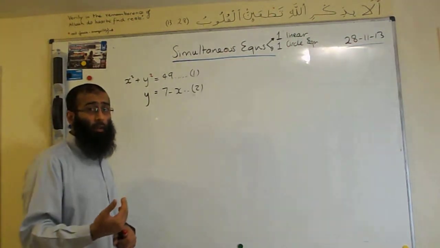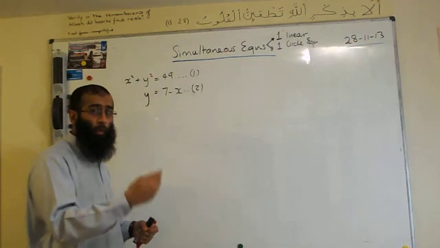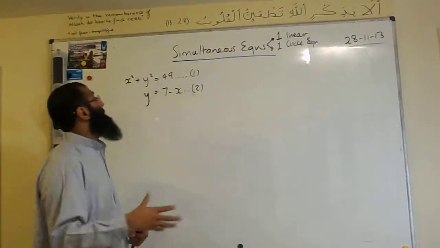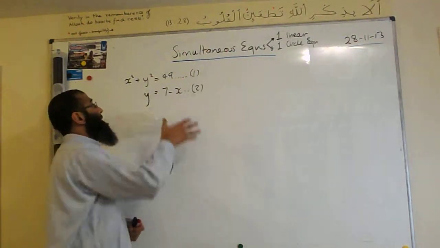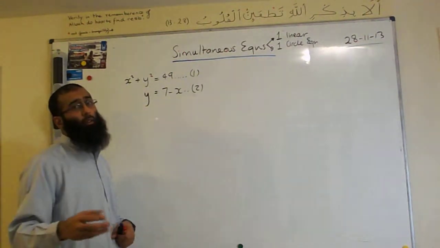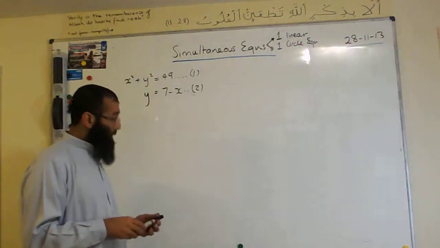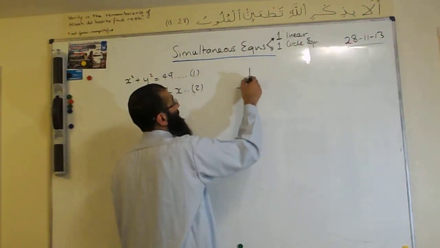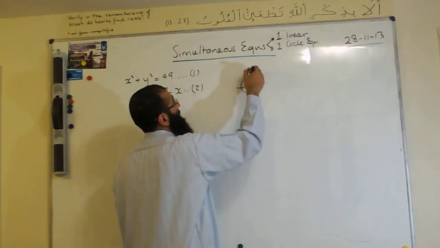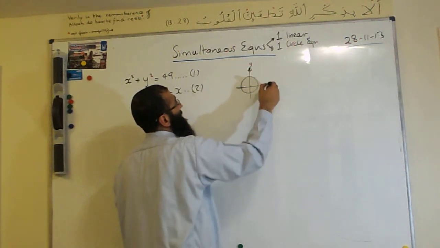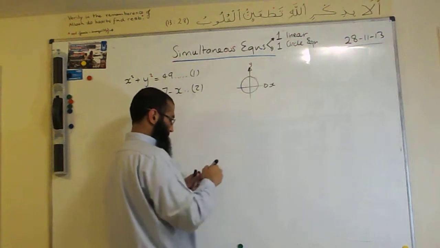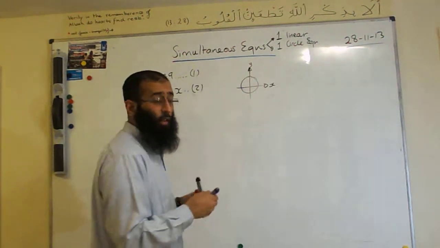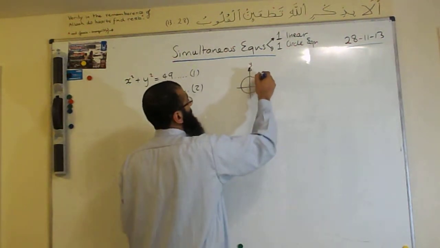The technique we learned in simultaneous equations type 1, type 2, type 3, is going to be different than that. And for this type of question, we're going to have 4 solutions. So if I was to give you a quick sketch of this.